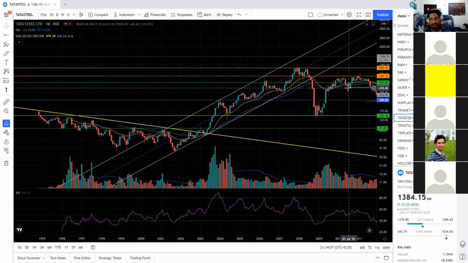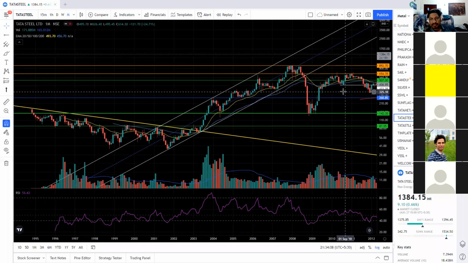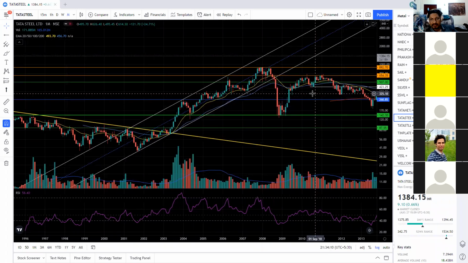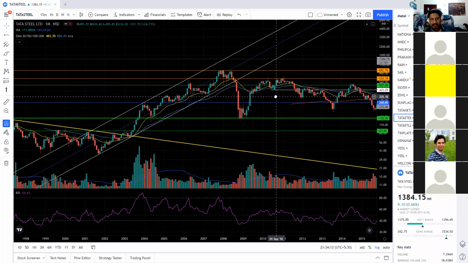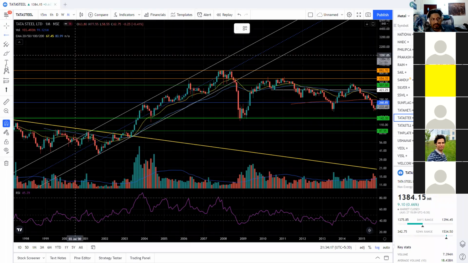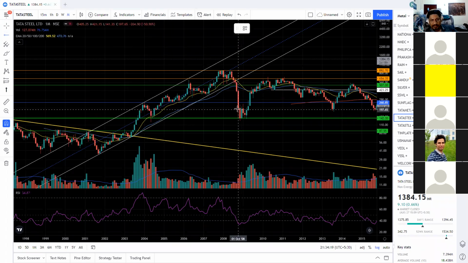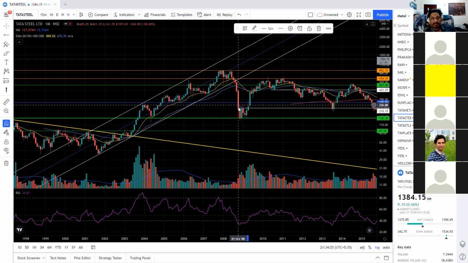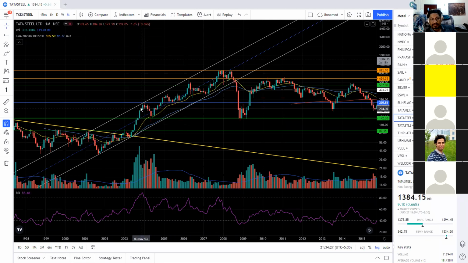EMAs are broken, previous swing lows are broken. So once again, it has gone downward. And let's see how more supports and resistance do work. Look at this particular price. This will act as a support in future. Not very strong, but this can act as a support in future.